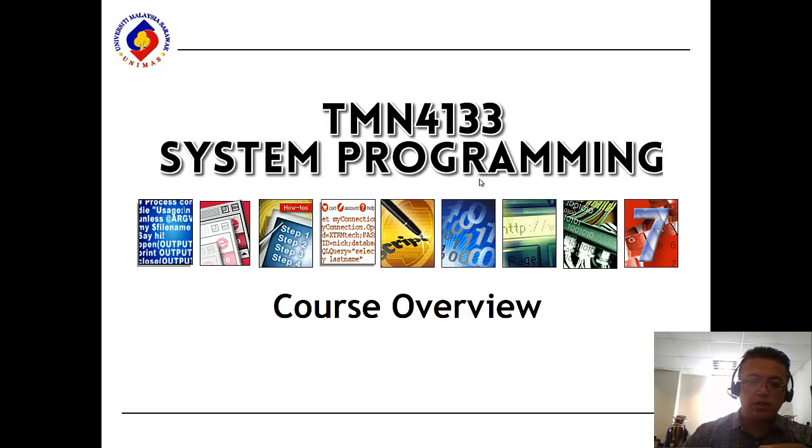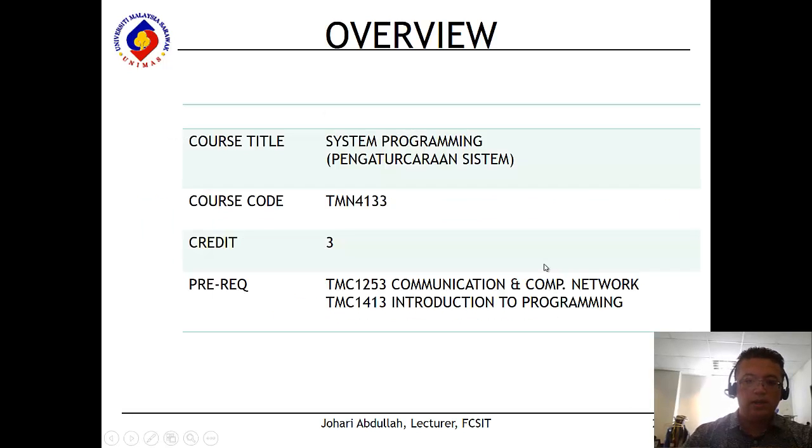So welcome to this course, TMN4133 System Programming. The code for this is TMN4133. Make sure you register for the right code. I don't think there's anybody that hasn't done TMN3053, which is the previous code for the old structure. And there are two courses as a prerequisite. One is CCN and the other one is ITP, which I'm sure all of you have taken during your first year. But just double check to make sure that you have actually done both these courses and have passed them.